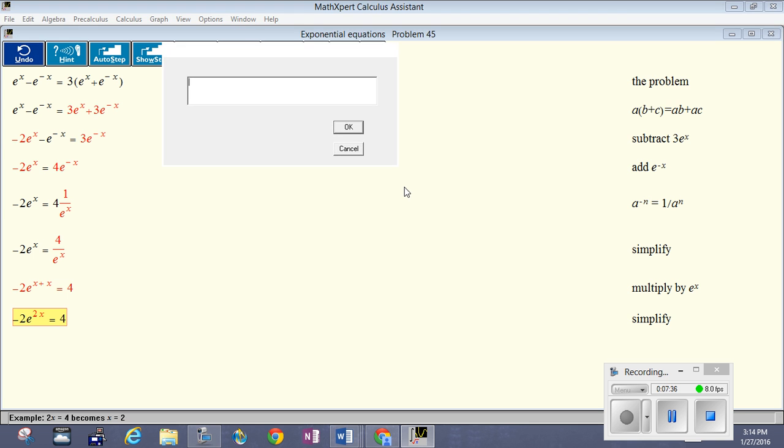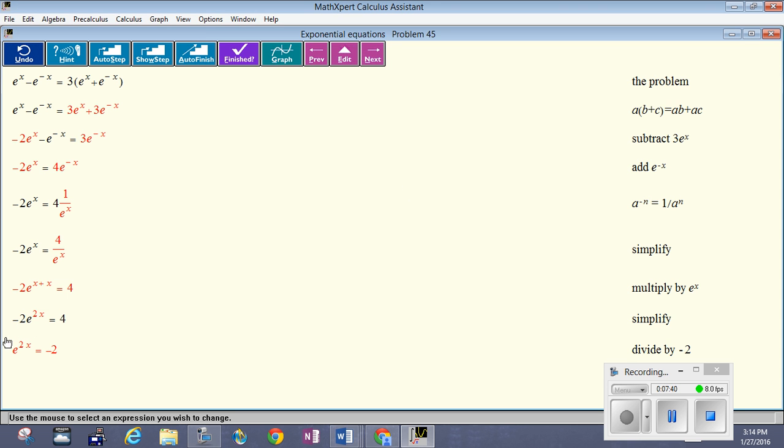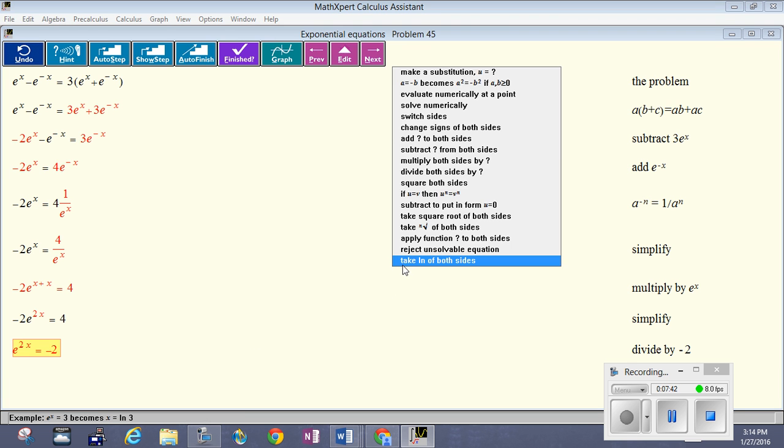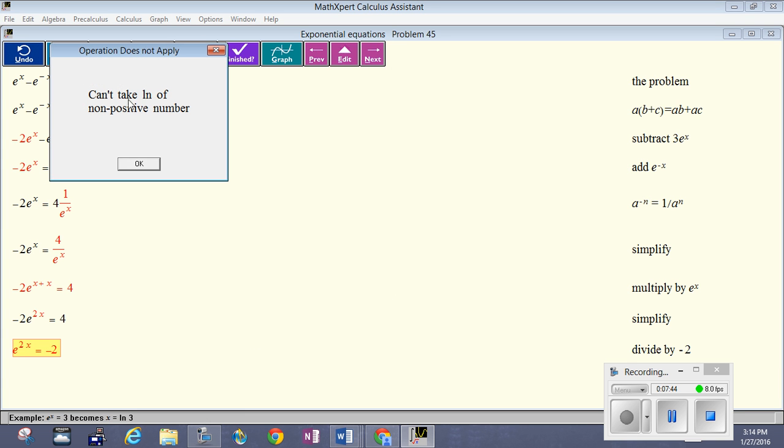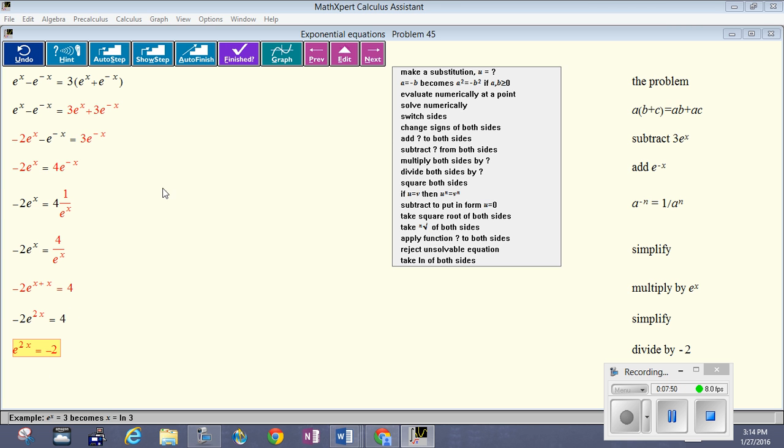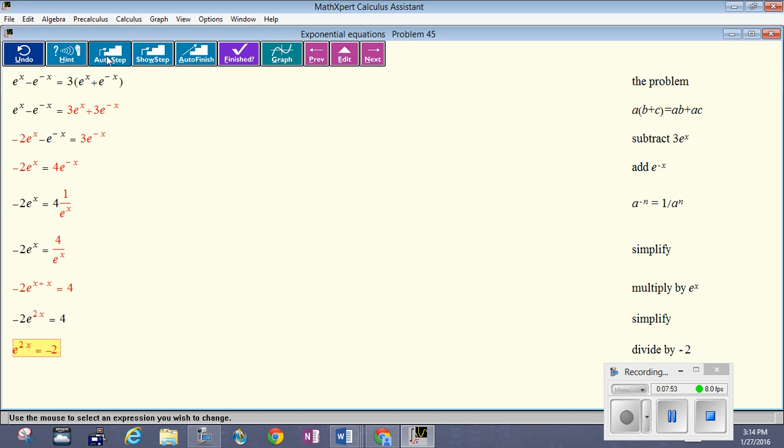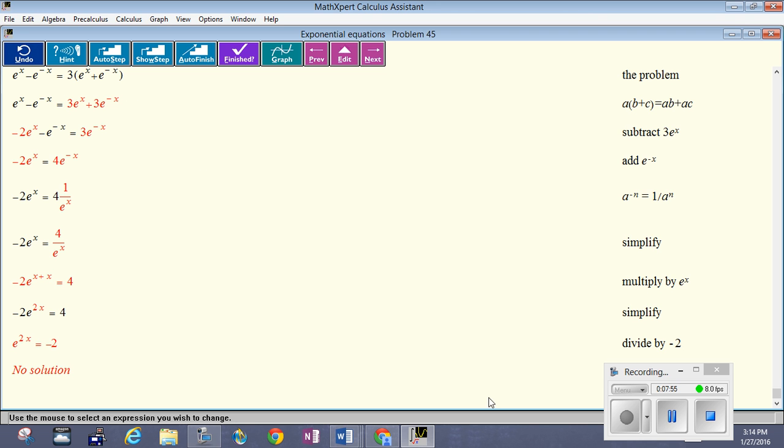Because we're going to end up having to take the log of a negative. So we're going to be stalemated right there. I'm going to get this red flag, okay? Taking the log of both sides, you can't take the log of a negative, so it's going to end up with no solution, okay?